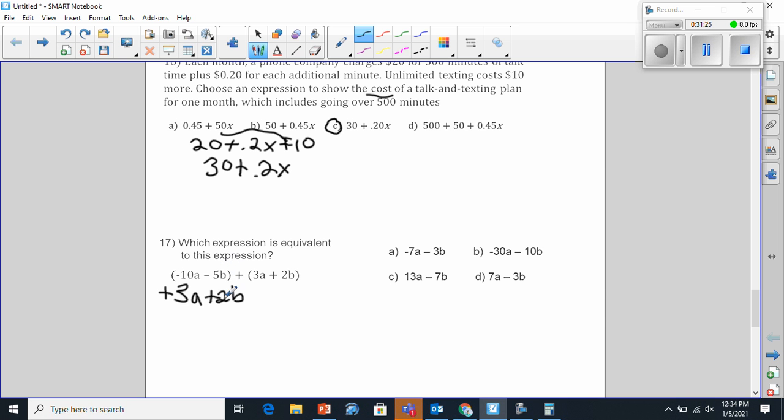Well, negative 5b plus 2b, that's like I owed you $5 and I paid you back 2. I still owe you $3. And negative 10 plus 3a, that's like I owed you 10 apples and I paid you back 3. That means I still owe you 7 apples. So I should have negative 7a minus 3b over here. Looks like A is the right answer.